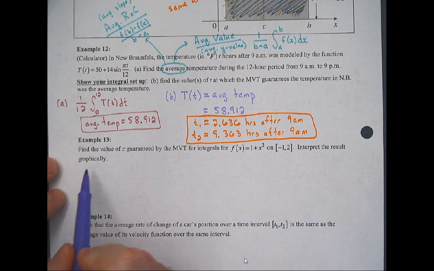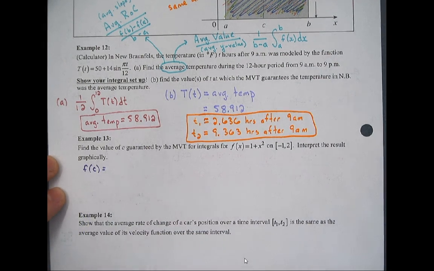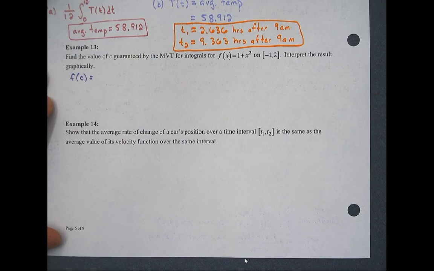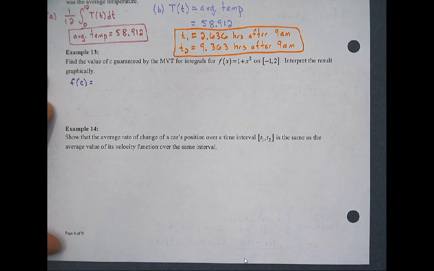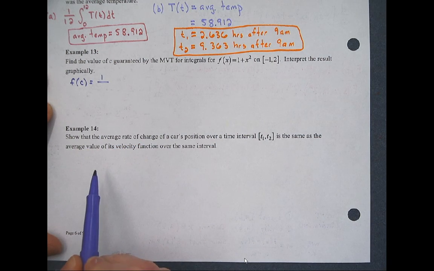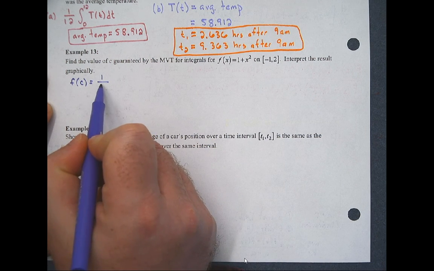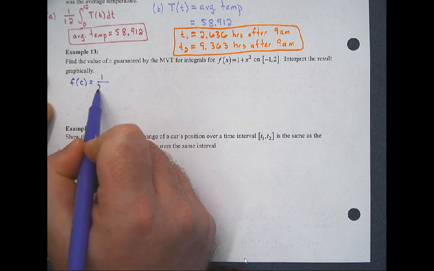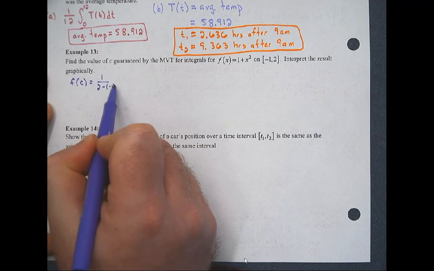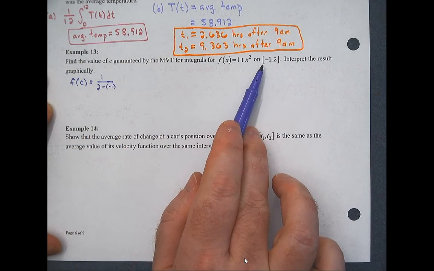Okay, so my function, I'm trying to find a function value at C. I'm trying to figure out when the curve, f of C, is equal to the average value. Well, what's the average value? 1 over b minus a. So my interval would be from -1 to 2. So 2 minus -1 is 3. I'll write this out, 2 minus -1, just for the sake of notes. Got that for my interval.